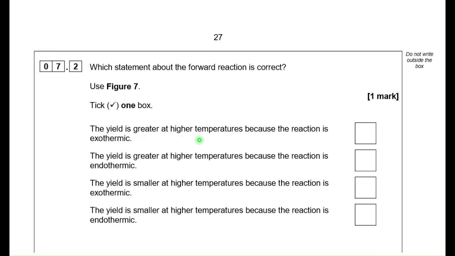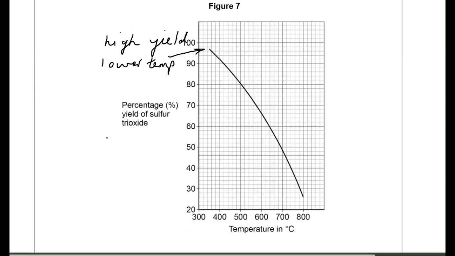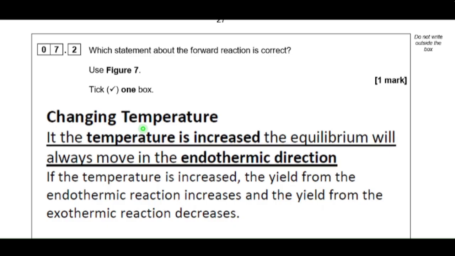So the yield is greater at high temperatures because the reaction is exothermic. The yield is greater at high temperatures because the reaction is endothermic. The yield is smaller at high temperatures because the reaction is exothermic. Finally, the yield is smaller at higher temperatures because the reaction is endothermic. We'll do as we're told. We'll look up at figure 7, and we can see here that we've got a high yield, but the temperature is lower. It's roundabout 350 compared to high 800 down at 30%.